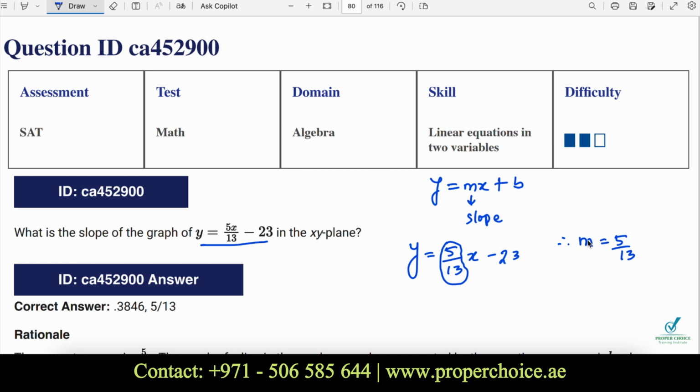Many students make a mistake. They take the slope as 5x by 13. Let me tell you, slope is only the number in front of x. 5x by 13 can also be written as 5 by 13 times x. So that's why the value here is going to be 5 by 13.